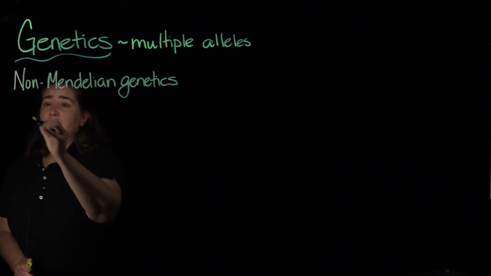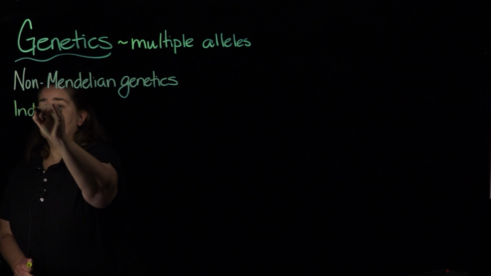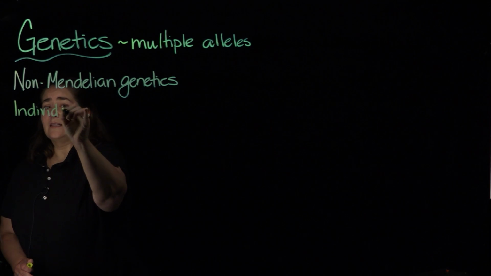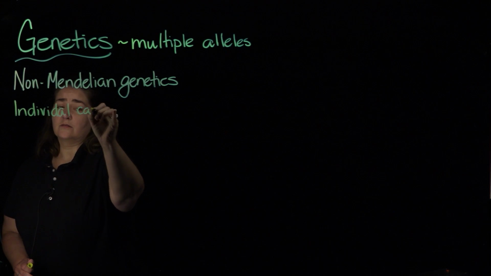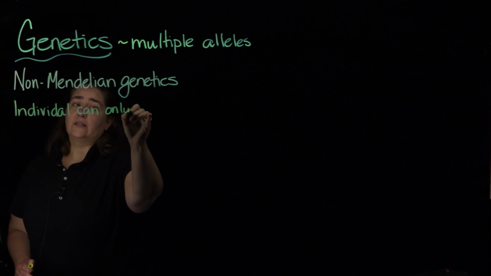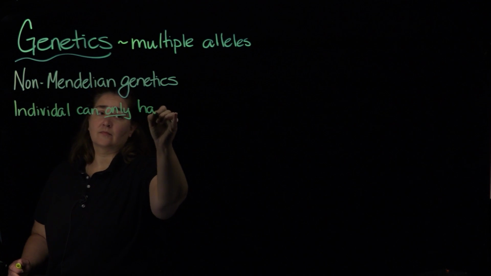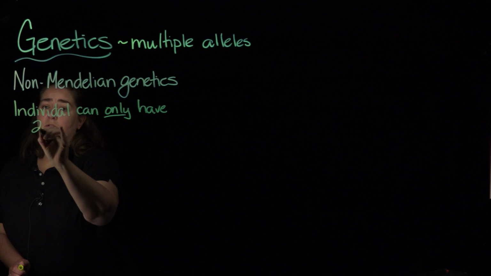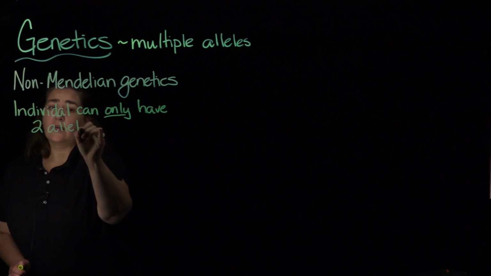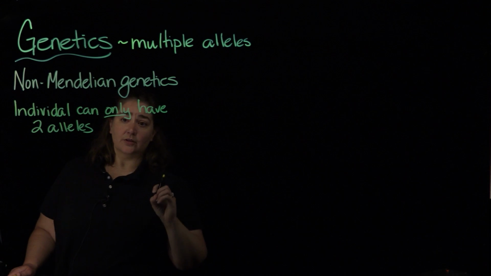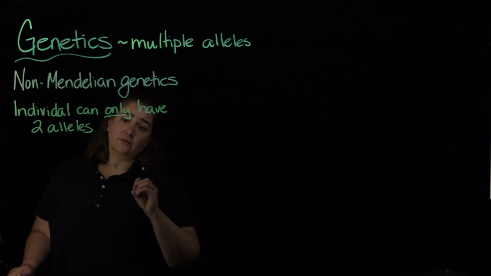Now, at any given time, an individual can only have two alleles at a particular locus on a chromosome, okay? So that physical location on the chromosome.